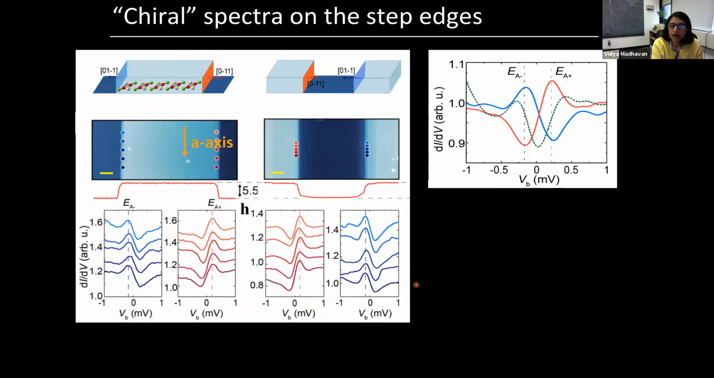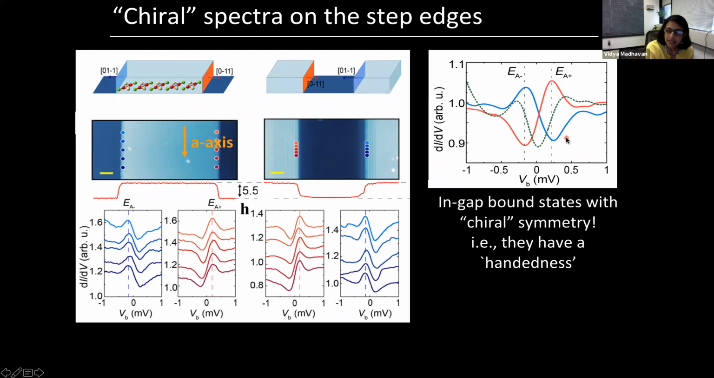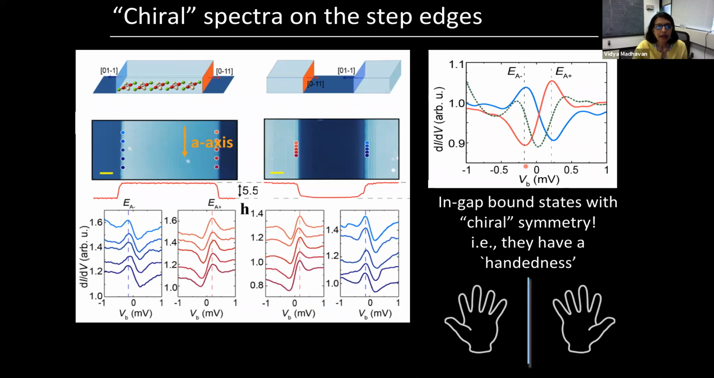And the interesting thing about these peaks is that these peaks lie inside the superconducting gap. So essentially, you have these in-gap bound states, which have chiral symmetry, meaning they have a handedness. So depending upon the direction, whether it's this direction or this direction, for the step edge, you see a feature which is either below the Fermi energy or above the Fermi energy.